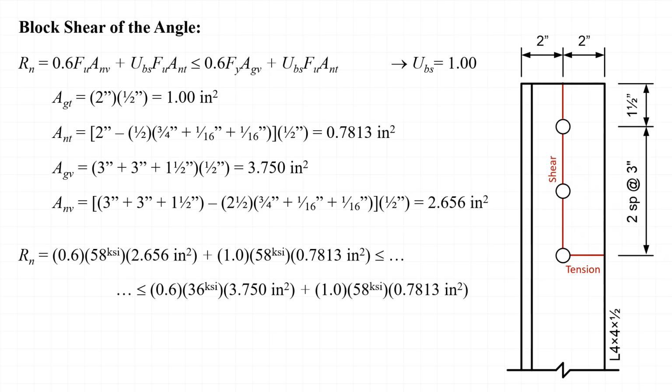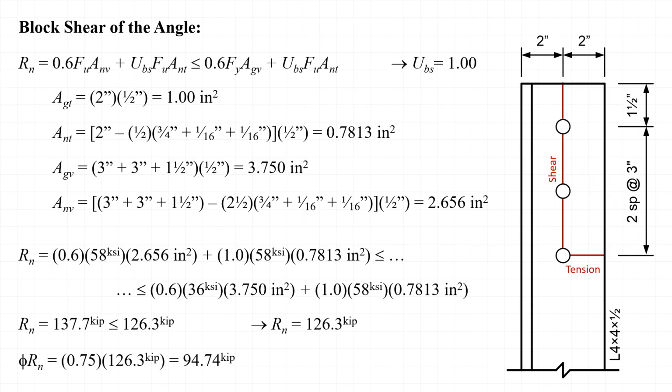Substituting these values, along with the tensile strength of the angle, 58 ksi, into equation J4-5 results in a nominal strength of 137.7 kips, not to exceed 126.3 kips. With that, we'll take the nominal strength equal to 126.3 kips. And applying the resistance factor 0.75 results in a design strength of 94.74 kips.